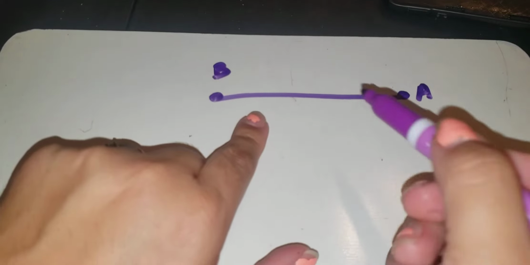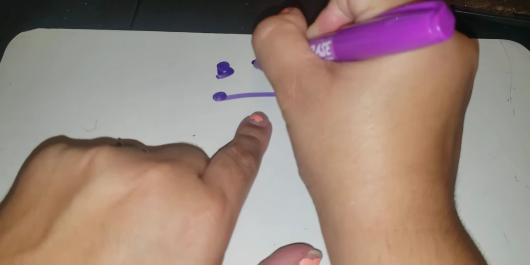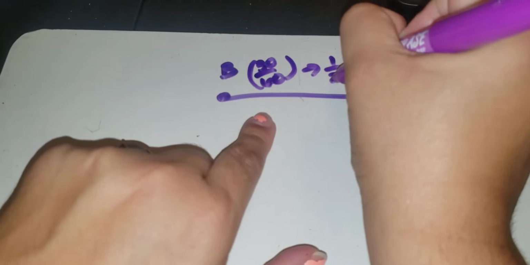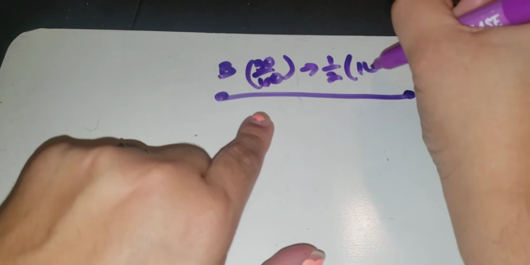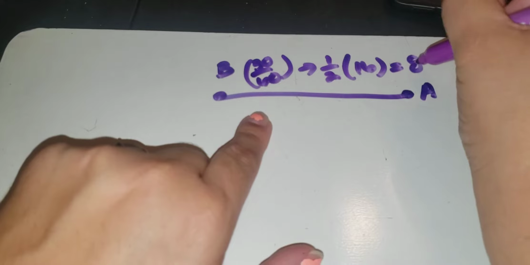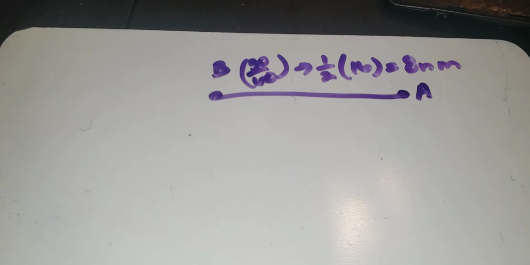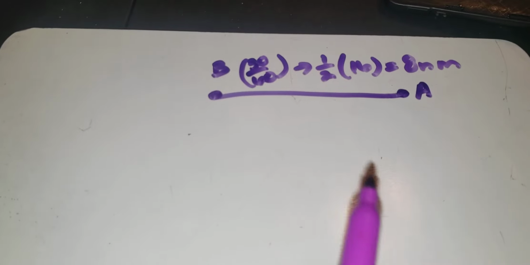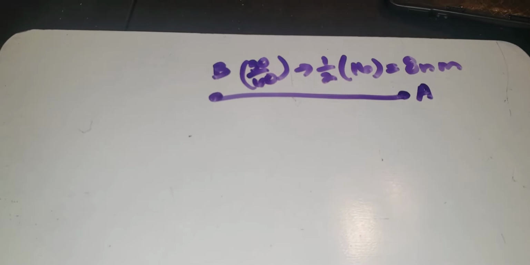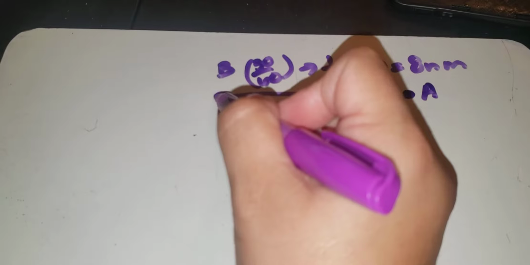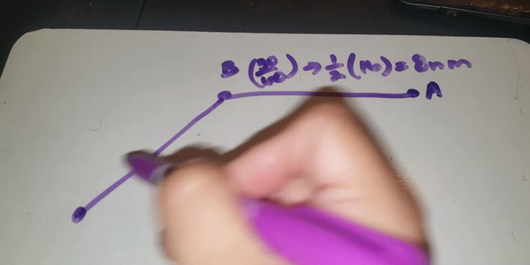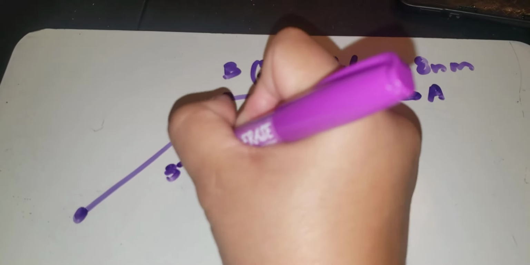It said it traveled for 30 minutes at 16 knots. So I'm going to go ahead and find the distance. 30 minutes would be 30 over 60, or 1/2, times 16. And that gives me 8 nautical miles. Then it said that it traveled south by southwest 33 degrees. So basically, that ended up here, and it ended up going in this direction, 33 degrees.